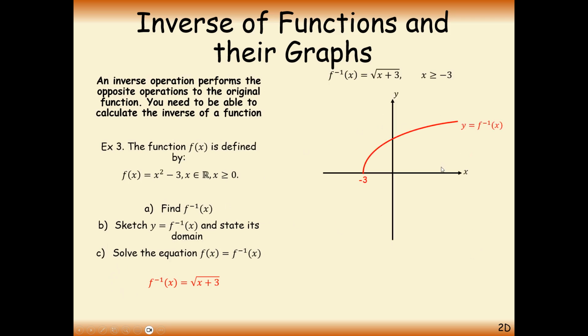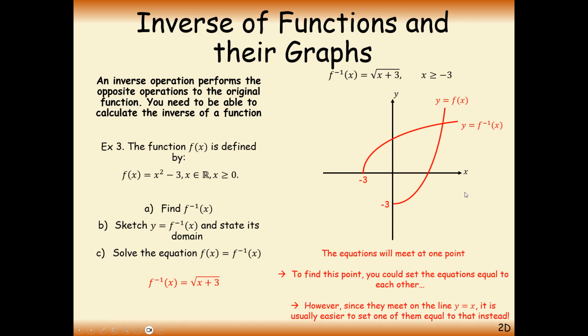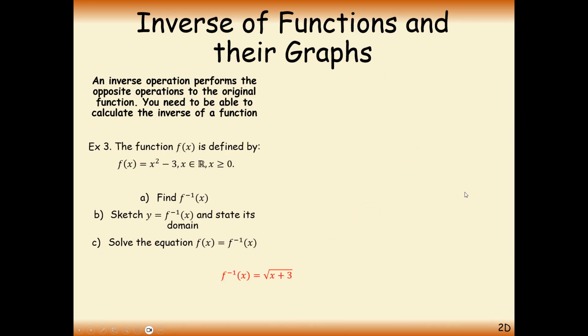The graph of the square root function looks like this, or the inverse. x must be always bigger than minus 3 for it to work. So it's clear that the two graphs are reflections of each other.